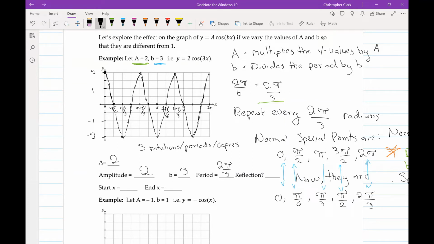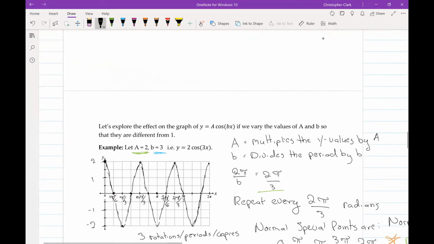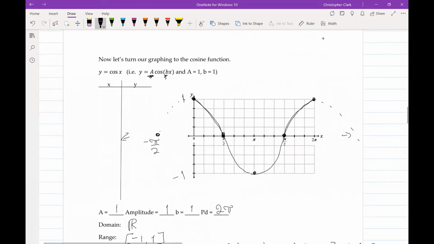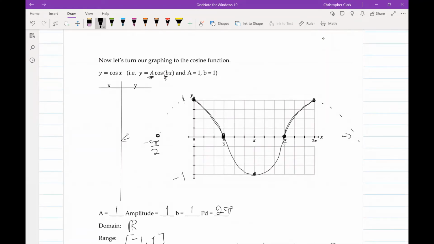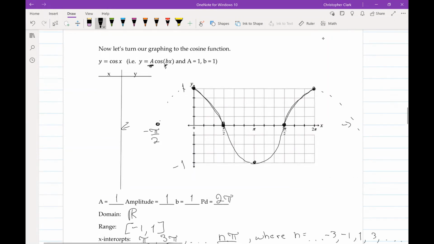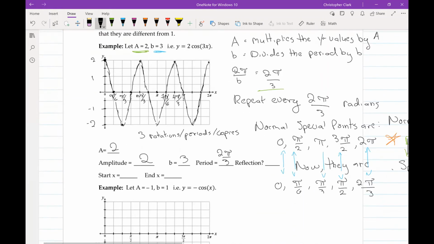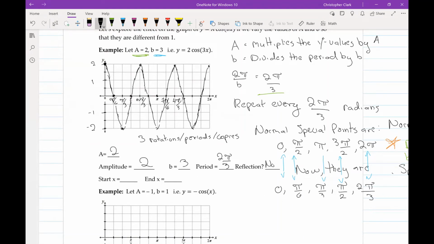Now, was there a reflection? In this case, there was no reflection, right? Even though it's smushed, it's compressed along the x-axis, it actually looks just like our normal one. It's not flipped or anything like that. So the reflection is going to be no. So our start x is 0, and the end of our first period is 2 pi over 3. Okay?